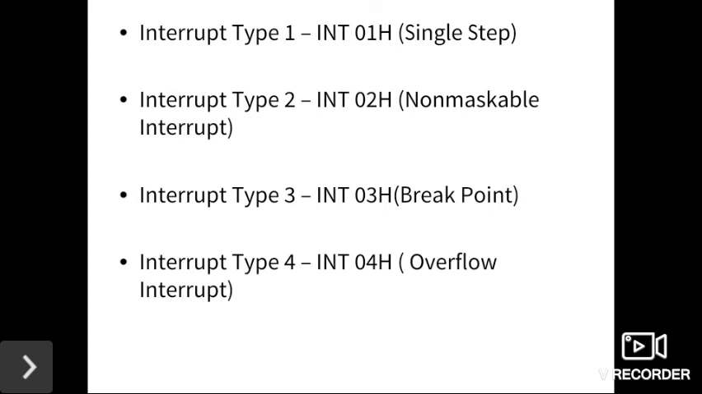Then the next one is interrupt type 4. If the result of addition of two signed numbers is too large to represent in the destination register, the overflow flag will be set. For example, if you add 01101100, that means 108 base 10, and 81 base 10, the result will be 1011 1101.